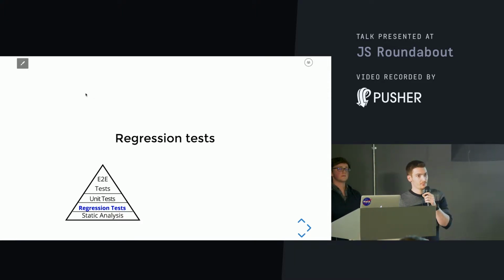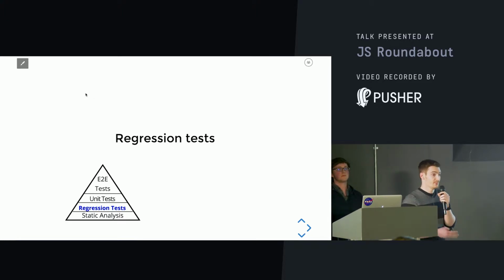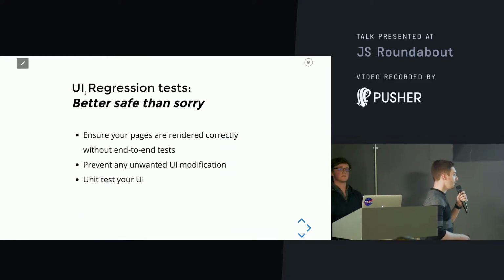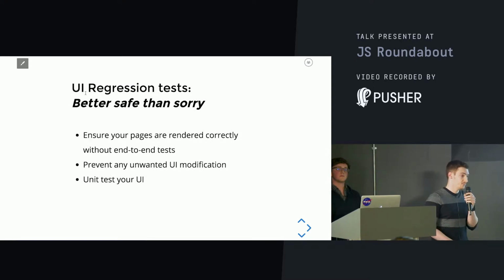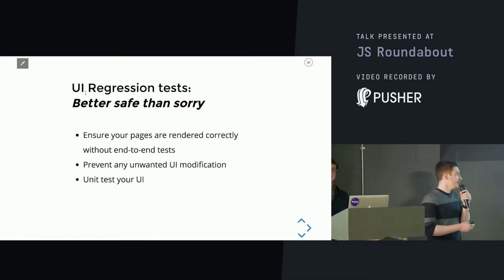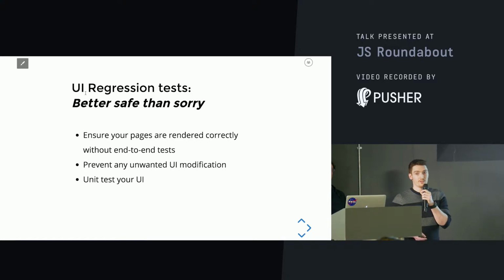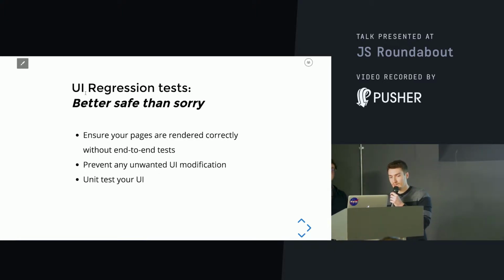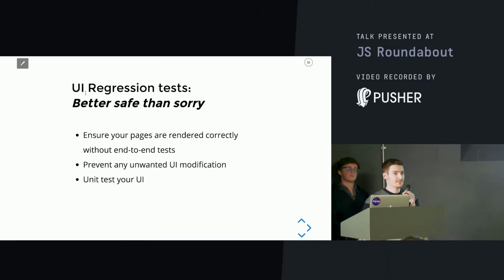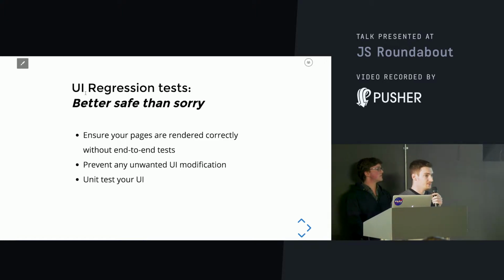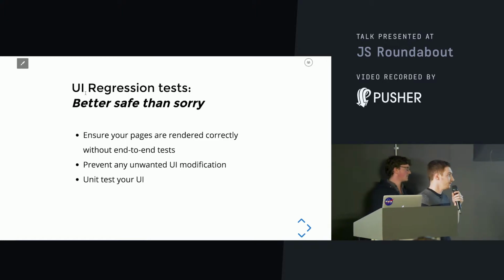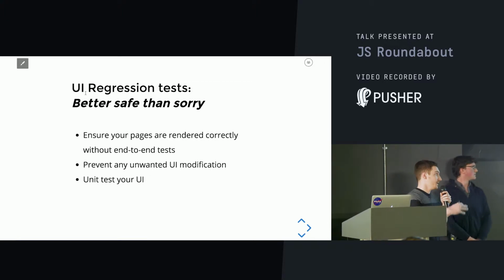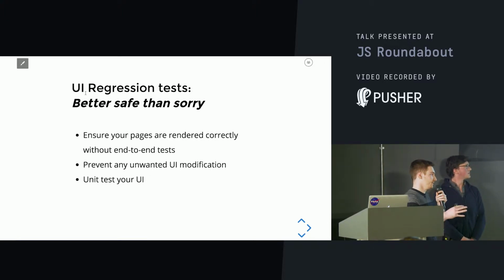Something we like to do as well that is cheap is the UI regression test. And for this, we use snapshots. This is way cheaper than doing end-to-end tests, and this allows you to prevent any unwanted UI modification. This is what I like to call unit testing your UI. So basically, you have a component, you tell it this is how it should render. So if you've got divs and a span inside, this should render as divs and span inside.